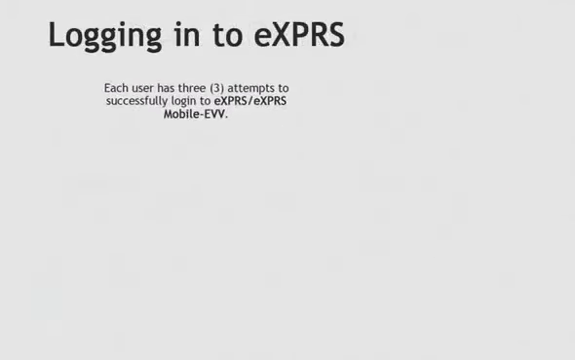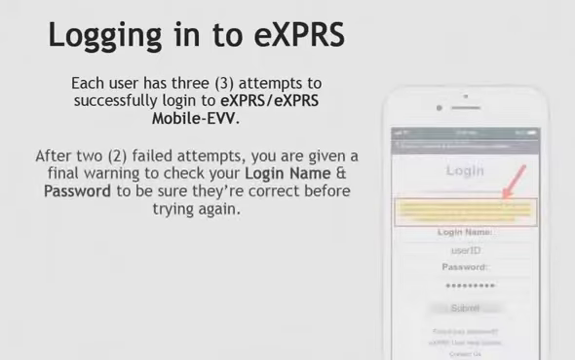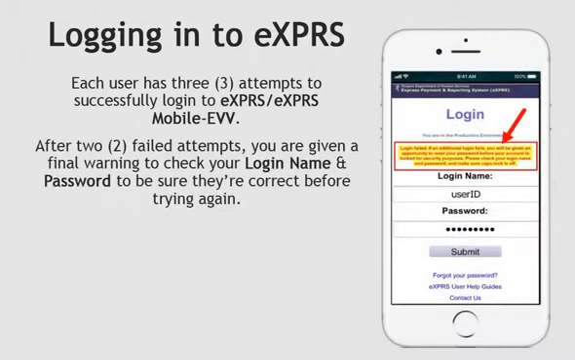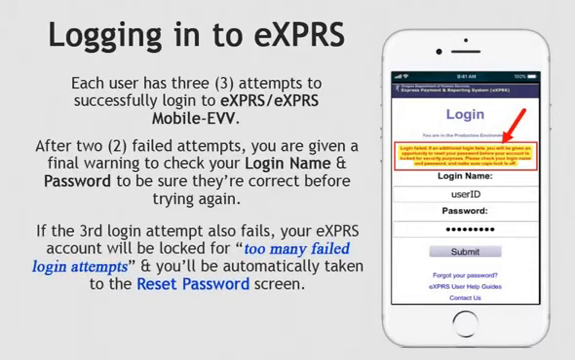When logging into Express EVV, you get 3 tries to successfully log in before your account is locked. You'll get warnings if your login attempts fail. After 2 failed login attempts, you'll get a final warning like shown here. This is the time to double check to be sure you've typed in the correct login name and password. If your 3rd login attempt fails, your account will be locked for too many failed login attempts, and you'll be taken to the reset password screen.